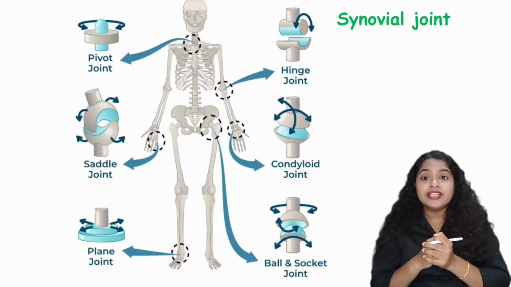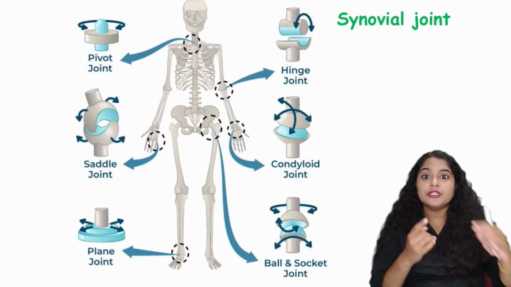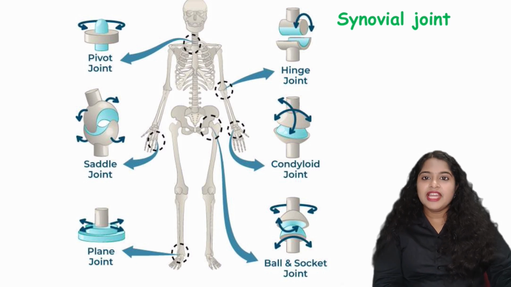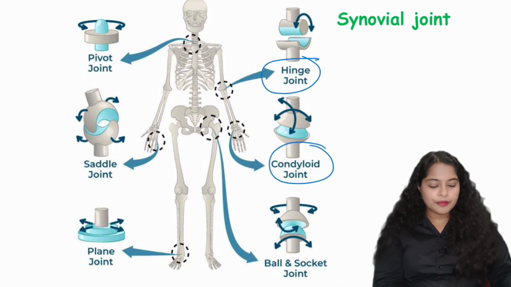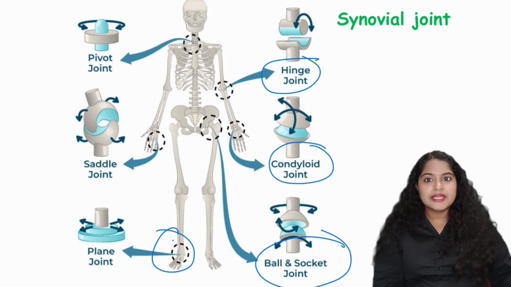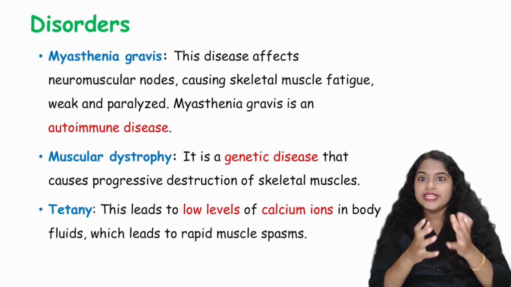Now coming to the different types of synovial joints. The first one is the pivot joint which is present between the atlas and axis, that is the first and the second vertebrae. Then we have the hinge joint that is present in the elbow or the knees. And the condylar joints are present between the carpals. Then the ball and socket joint is present in the articulation of the humerus as well as the femur. Then we have the plane joint which is present in the ankle, and we have the saddle joints which are present between the phalanges. So now we are moving on to the disorders.